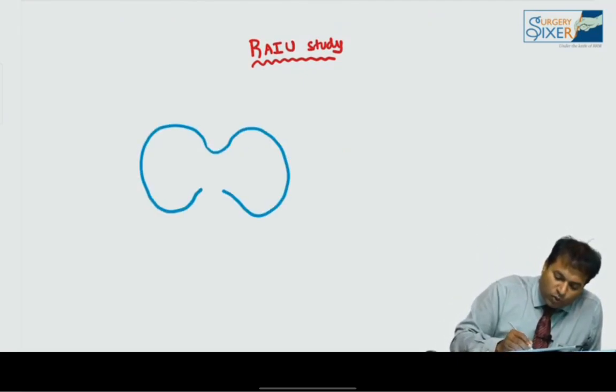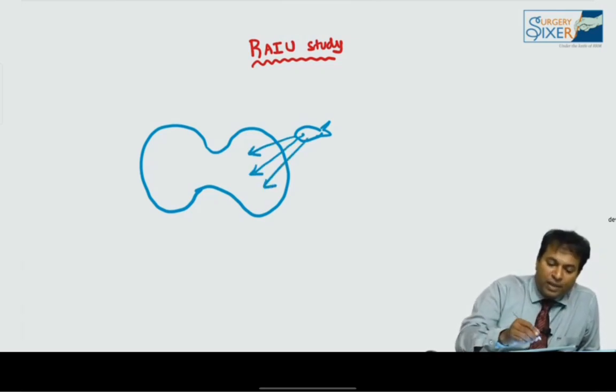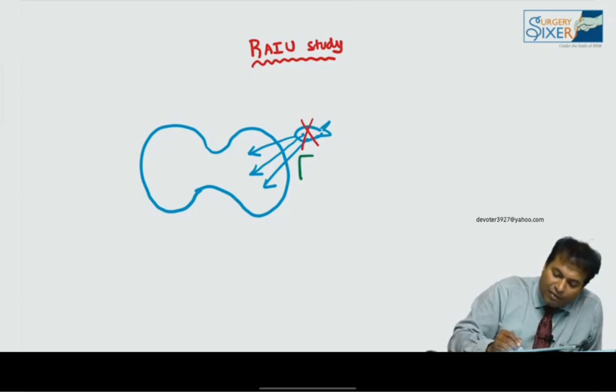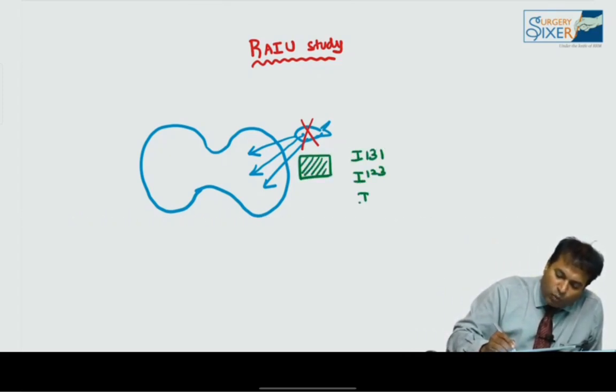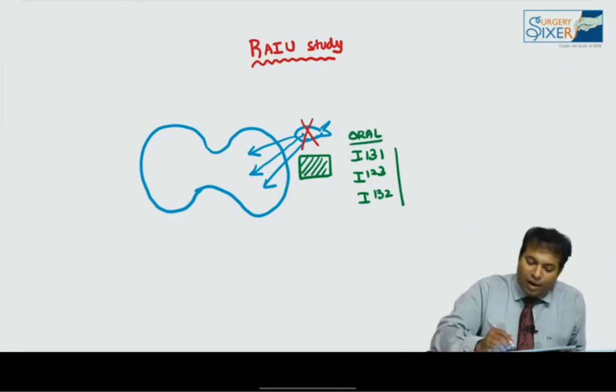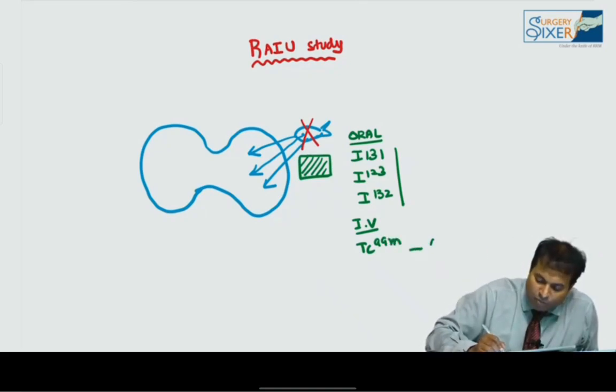In the physiology, I told you, when you give iodine through fish, immediately the iodine will be trapped by the thyroid gland. The same concept is used now. Instead of fish, let me give radioactive iodine mixed in milk, like iodine 131, iodine 123, iodine 132, given by oral route mixed with milk. Or else I can give IV technetium 99m, which has a half-life of only 6 hours.